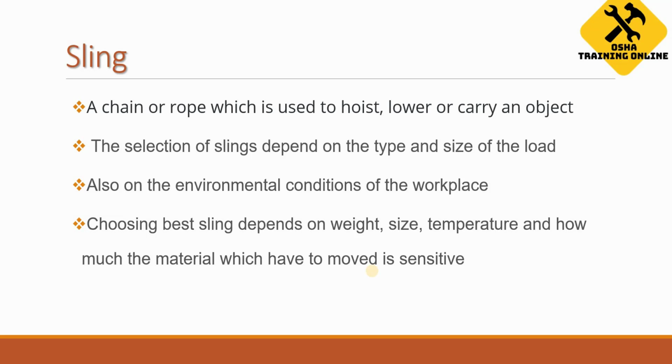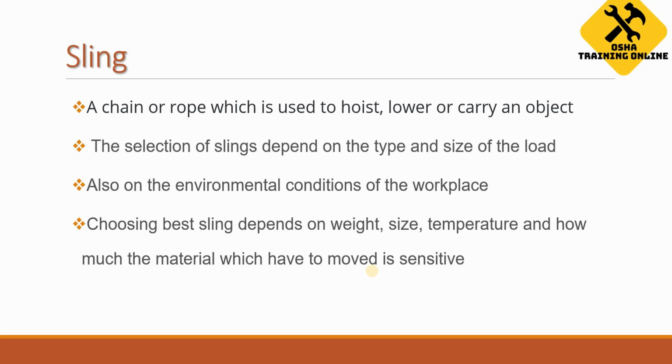So first we have to understand what a sling is. A sling is a chain or rope or a mesh which is used to hoist, lower, or carry an object. What does it mean? A sling is a specific device which may be made from chain or rope, and it is used to hoist. Hoist means to lift up, or to lower down from a height, or carry an object. So a sling is an object through which other heavy materials can be hoisted or lifted up, or lowered, or carried from one place to another.